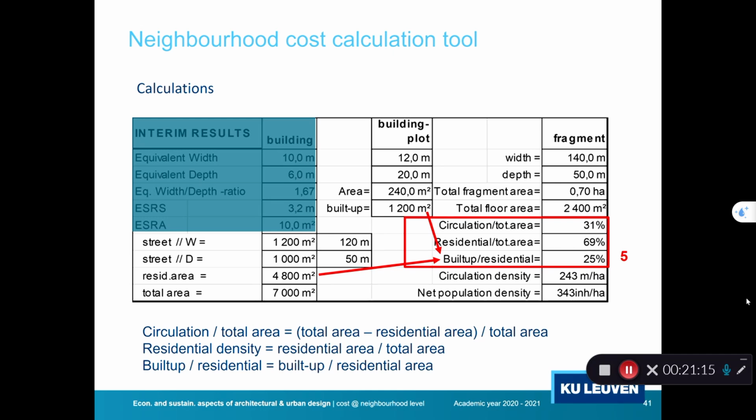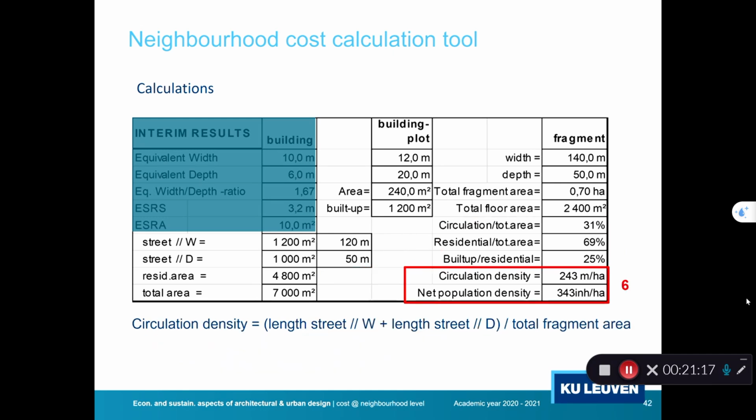The last two are the circulation density and the net population density. The circulation density is here expressed in the length of the roads in meters divided by the full fragment area in hectares. So the length of the roads is already defined before. It's the 170 meters in my case, divided by the 0.7 hectares. So it's the length of the two streets divided by the total fragment area.